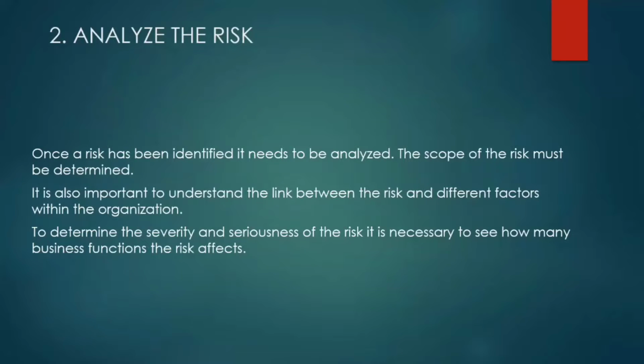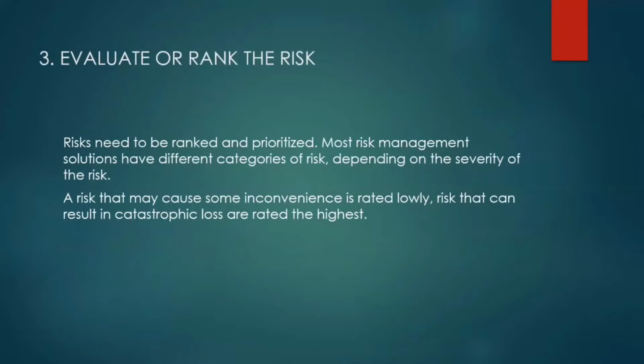The second step is to analyze the risk. Once a risk has been identified, it needs to be analyzed. The scope of the risk must be determined. It is also important to understand the link between the risk and different factors within the organization. To determine the severity and seriousness of the risk, it is necessary to see how many business functions the risk affects.